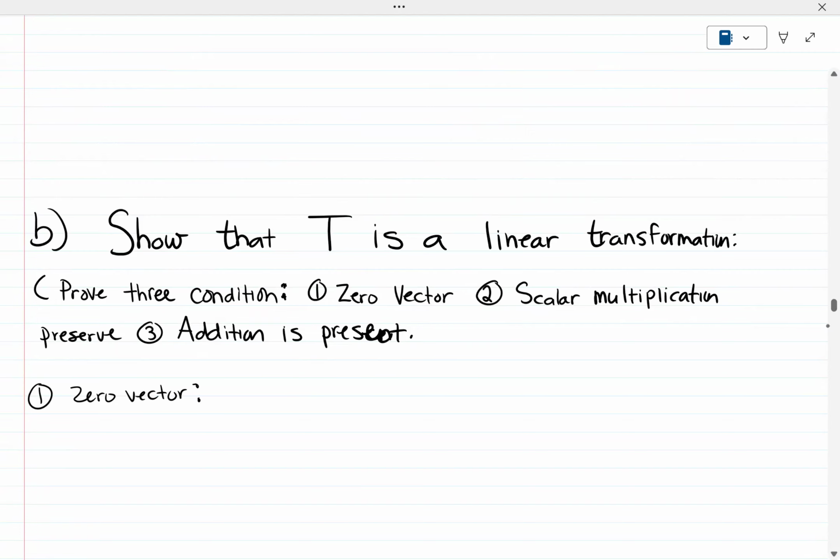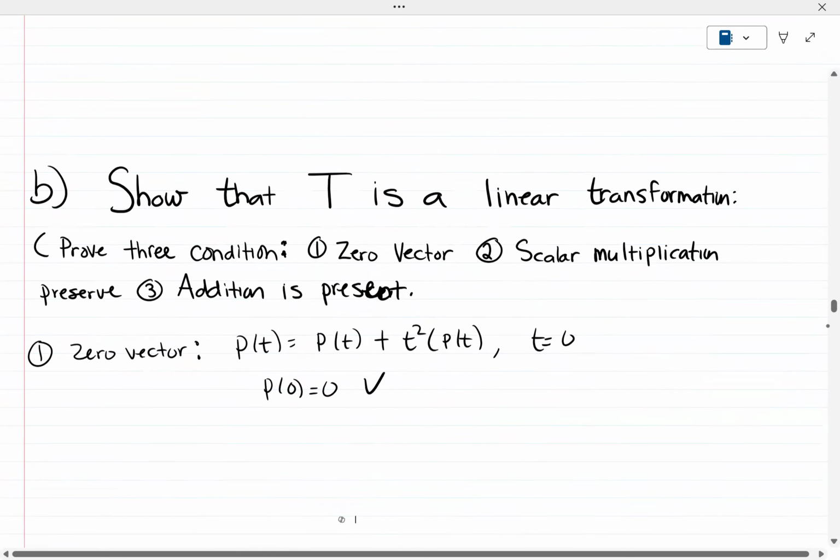So yeah, this would be T of P of t equals P of t plus t squared P of t, where t equals 0. And then if you plug in 0, it should spit out 0. So yes, that is how you know it's a zero vector. Let's do condition two.